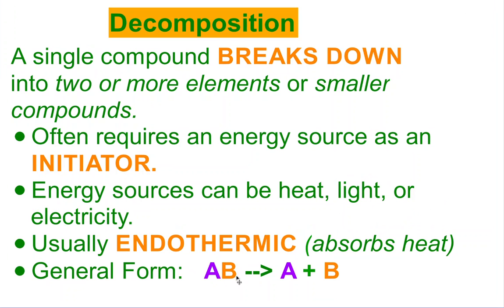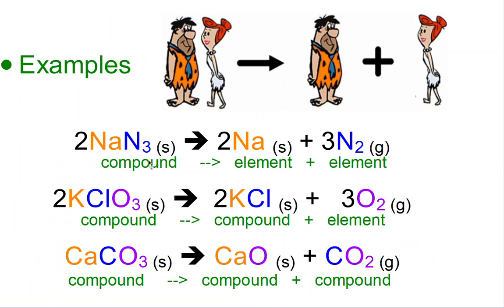The general form is AB breaking down into A plus B. Here are some examples. First of all, we have NaN3, which is sodium azide, breaking down into sodium and nitrogen gas. So it's one compound breaking down into multiple elements.